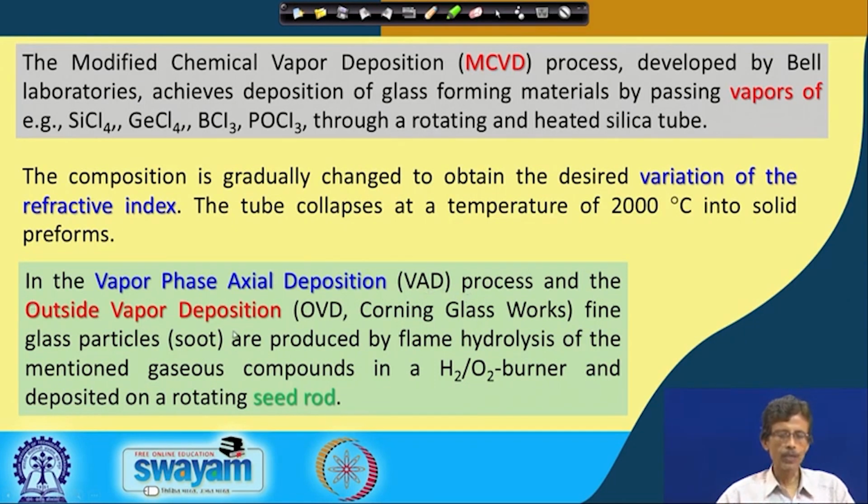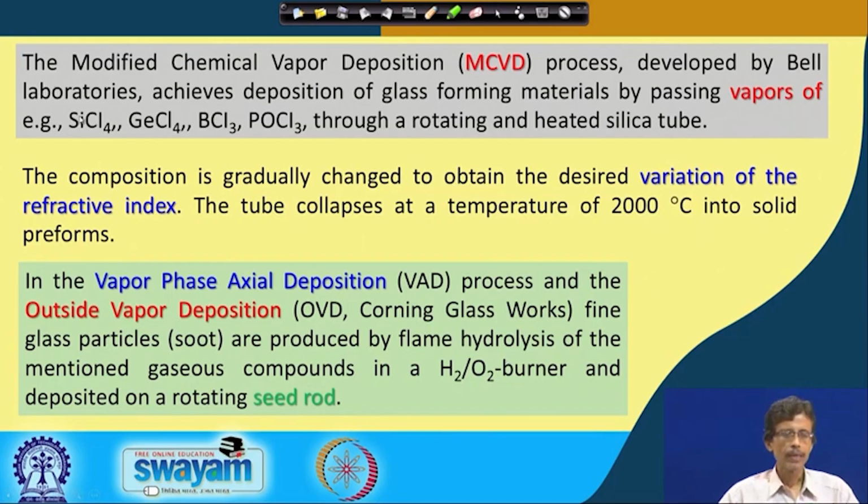And with outside vapor deposition, you can have the other side, that means the coverage of that particular material is obtained by OVD. Like at Bell Laboratories, it can be achieved, and it was first tried by Corning Glass Works. Corning is a famous company making glassware for laboratory and industrial purposes. Fine glass particles, even the powdery glass material known as soot, are produced by flame hydrolysis of the mentioned gaseous compounds.